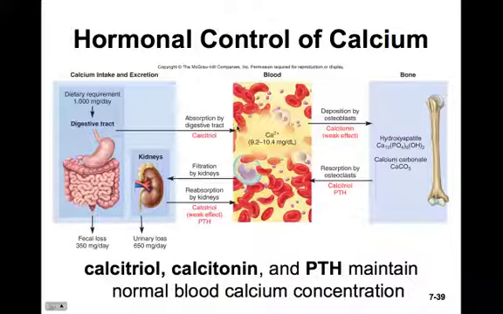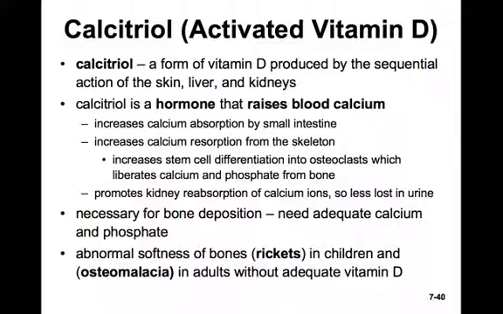This figure will really help us understand the functions of each of those. Let's look at them one at a time. We'll flip back and forwards. So calcitriol is the activated form of vitamin D. It's produced by sequential action of the skin, the liver, and the kidneys. And it's a hormone that will raise blood calcium. So anything that's involved in adding calcium to the blood, calcitriol could mediate.